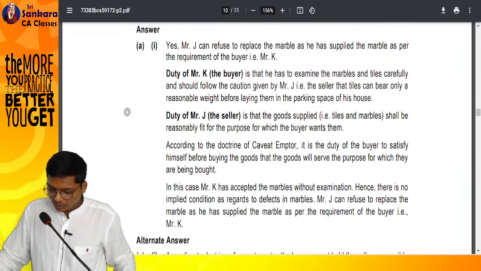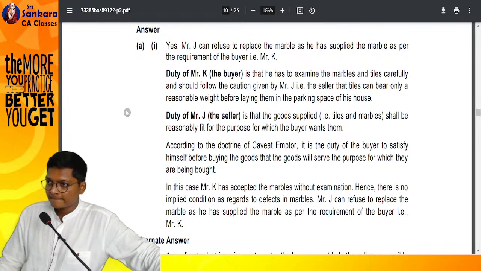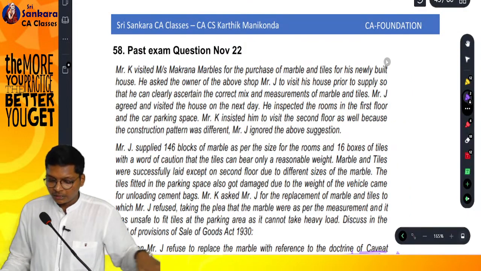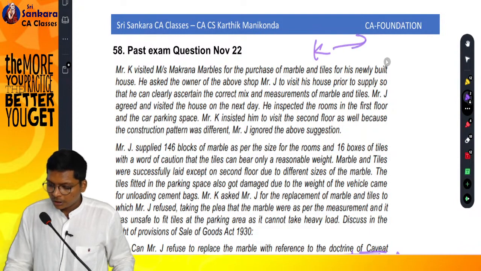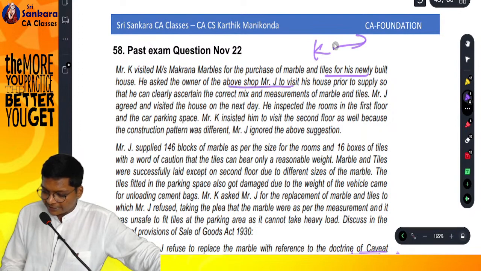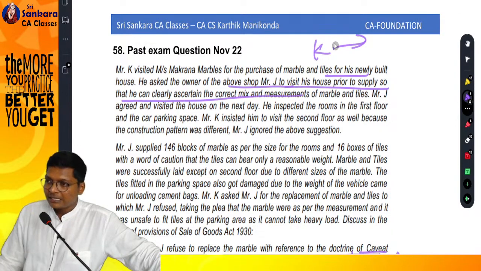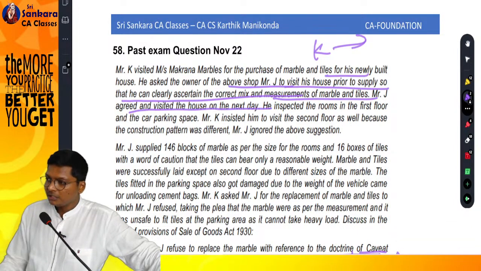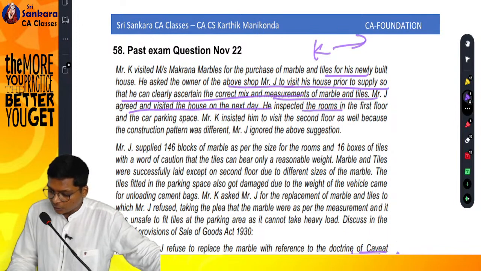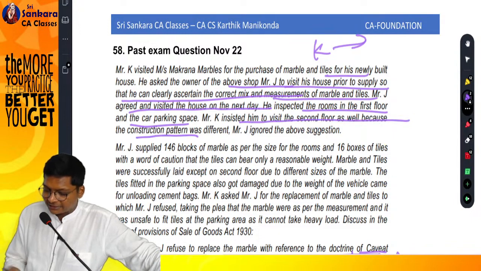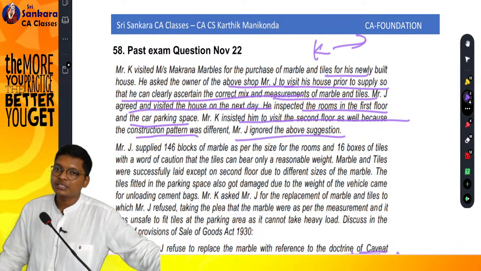Wait. What are the two answers you are concluding with? Let me brief the question once for others' benefit. K visited Markana Marbles for purchase of marbles and tiles for a newly built house. He asked the owner of the shop, J, to visit the house prior to supply so he can clearly ascertain the mix and measurement of the marble and tiles. J agreed and visited the house the next day. He inspected the rooms on the first floor and the car parking space, and K insisted he visit the second floor as well because the construction pattern was different. J ignored the suggestion.